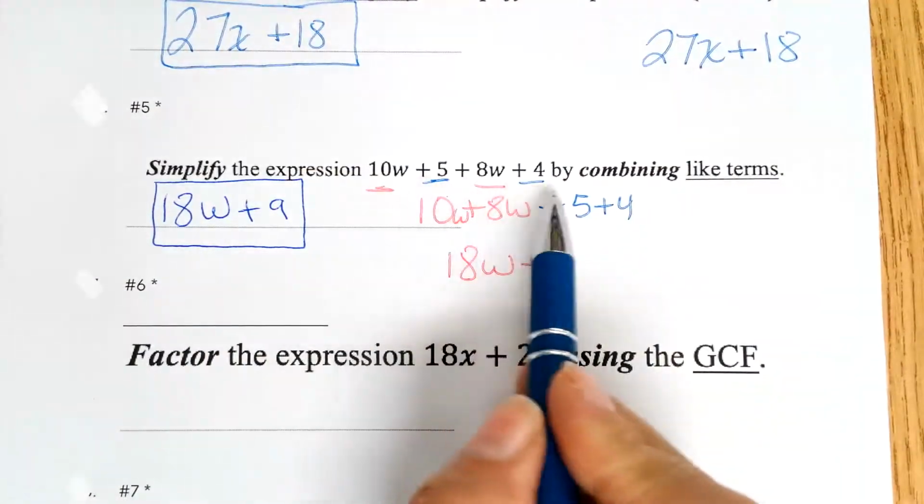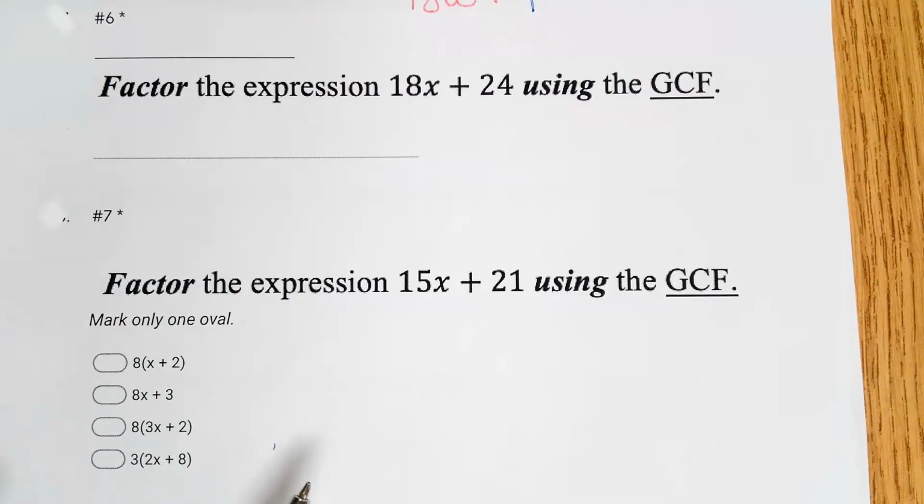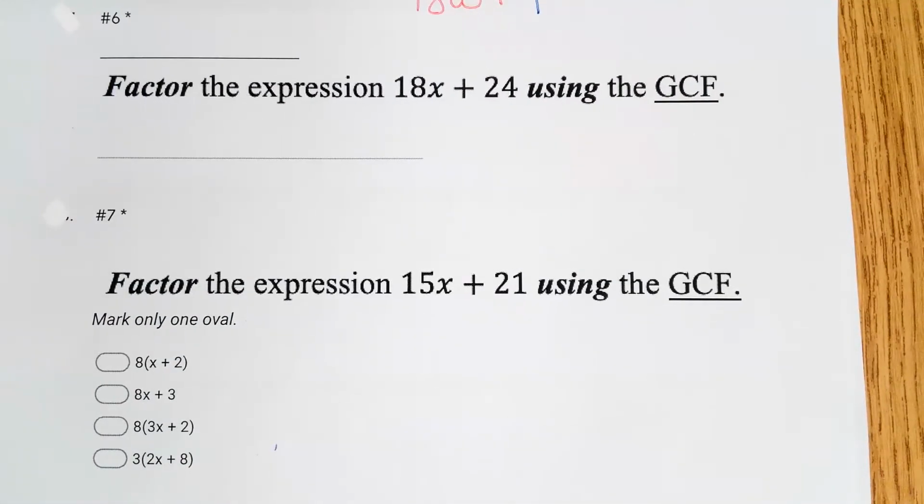You're combining like terms, putting the families together. The next one: factor the expression 18x plus 24.